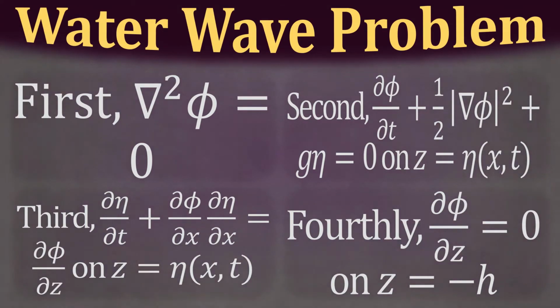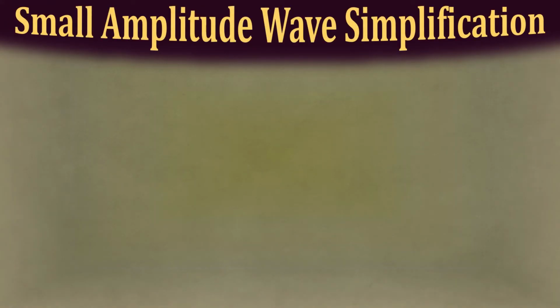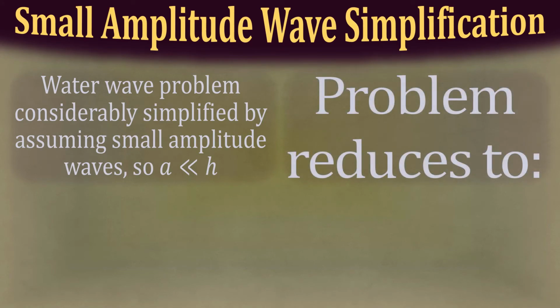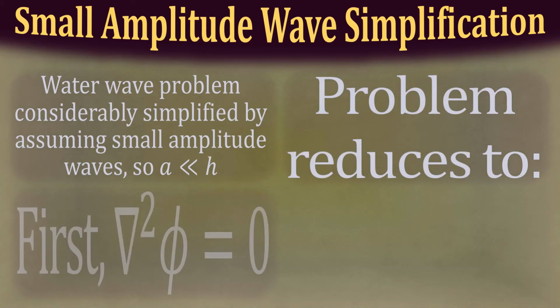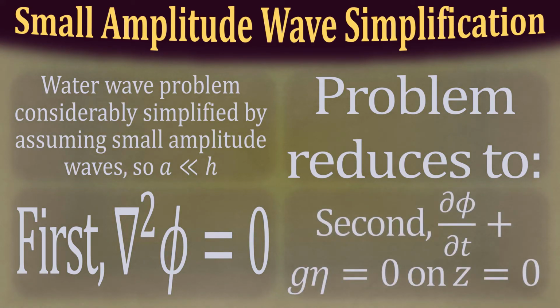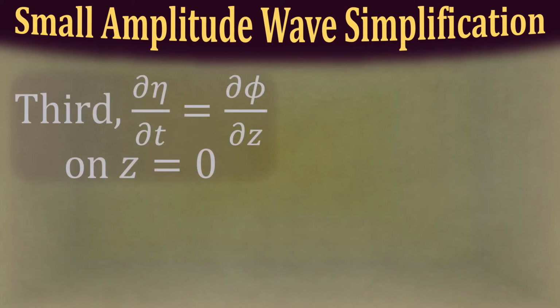Then, let's consider the small amplitude wave simplification. The water wave problem is considerably simplified by assuming small amplitude waves, so that a is much less than h. The problem reduces to, first, the Laplacian of phi is equal to 0; second, the partial derivative of phi with respect to t plus g eta is equal to 0 on z is equal to 0; third, the partial derivative of eta with respect to t is equal to the partial derivative of phi with respect to z on z is equal to 0; fourthly, the partial derivative of phi with respect to z is equal to 0 on z is equal to minus h.